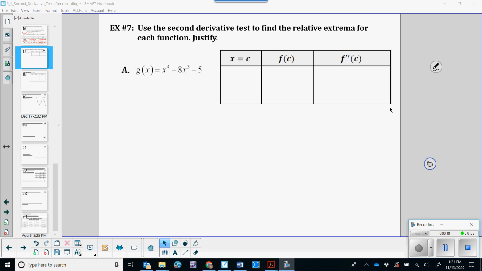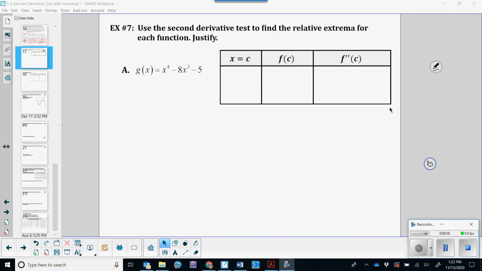Okay, so we're supposed to use the second derivative test to find the relative extrema. Okay, so again, different test. First derivative test would be first derivative, set it equal to 0, do a sign chart. This is the second derivative test. Now, it doesn't make a lot of sense to do the second derivative test on these type of questions, but we need to use them to learn. Okay, so we understand how it works.